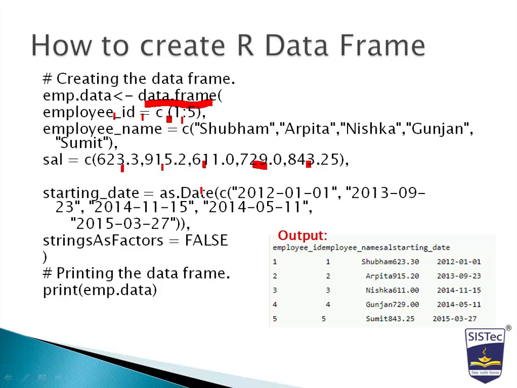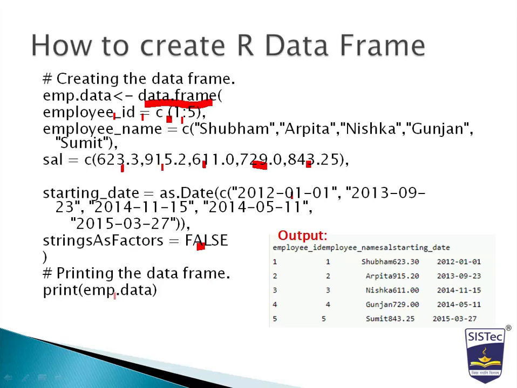Dates will be discussed in the next video. The details of how we can work with dates will be discussed in the next video. So here we provide the date values also, and at last we are using a special argument, stringsAsFactors, which is used when we deal with data frames. Here it is set to FALSE. So printing the data frame is just like that.